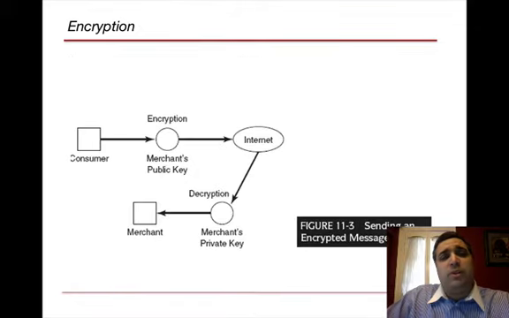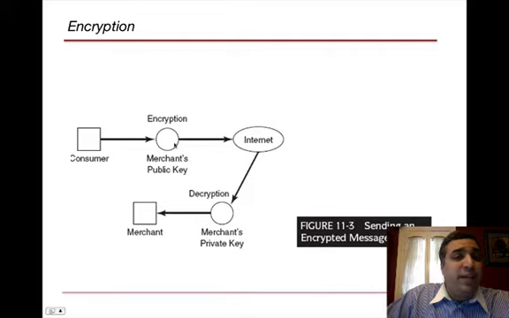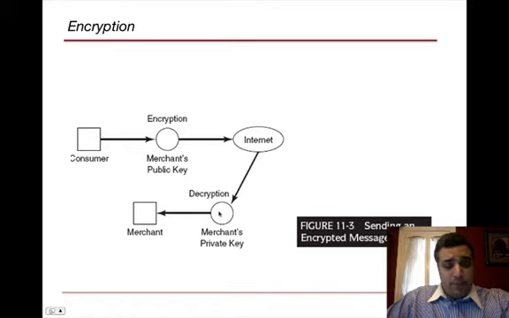So this is what this looks like. Here we have a consumer. We're going to send an encrypted message. We use the merchant's public key, which is sent to us when we make the HTTPS request in our browser. That message is encrypted, sent over the internet, and is decrypted using the merchant's private key. So there's no way to decrypt the message using the public key, which is the only thing that's widely available.